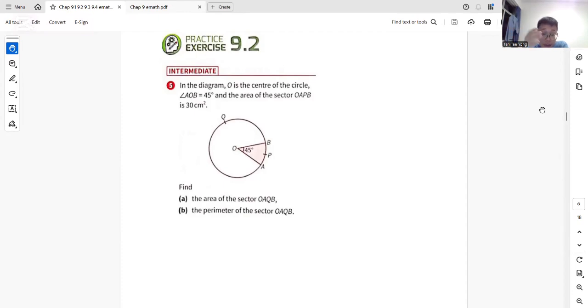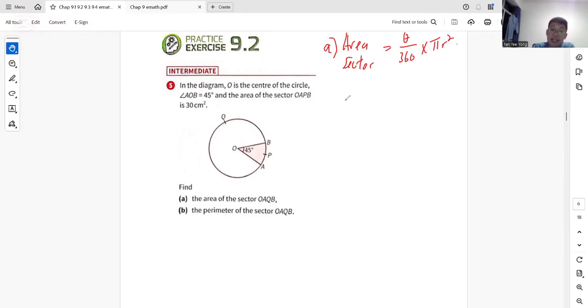Angle AOB is 45, as you can see on the diagram here. And the area of the sector OAPB, this shaded area, is 30 cm square. So part A, find the area of the sector. Very clear, very quick. So the area of a sector formula is what? It equals theta over 360 times pi r square.